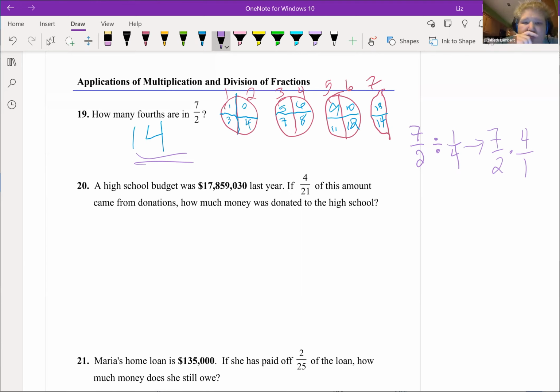Cool. I was really excited about drawing that picture. That's exactly what I was doing last spring. So cool to see it come up.